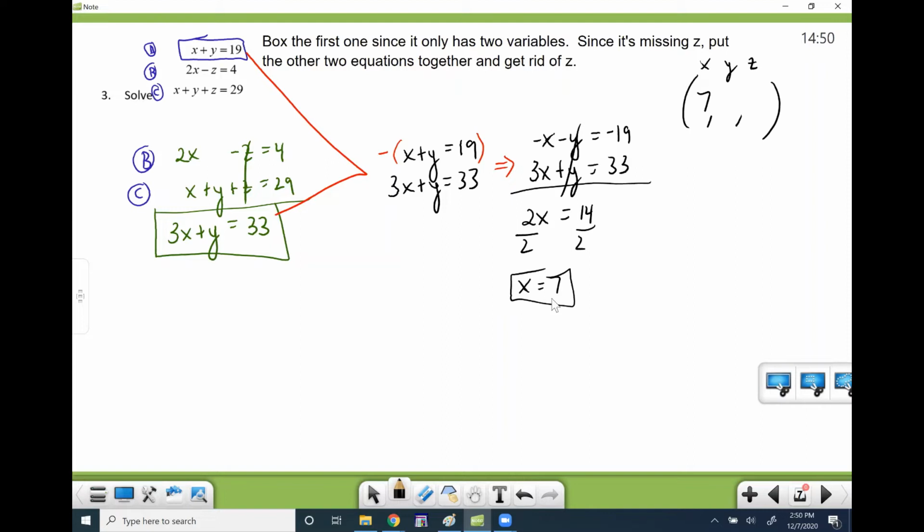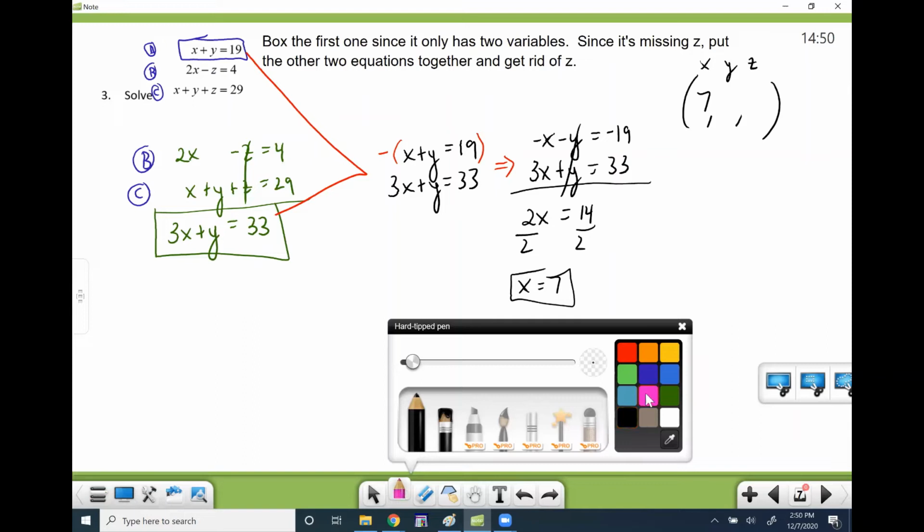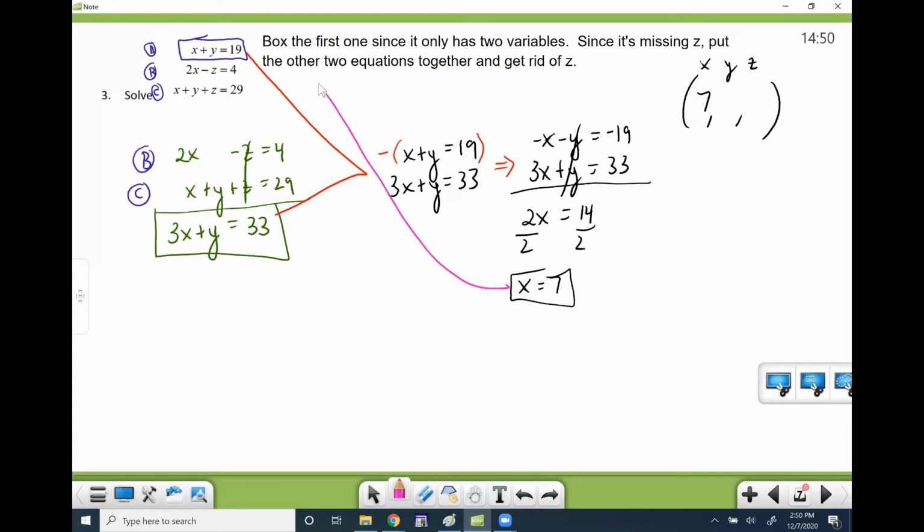Yep. So you can go with B or C, either one, or any of your boxed equations. It doesn't really matter. And in this case, we actually could go back to the beginning, but only because the beginning had equations that only had 2 variables. So here's what I'm thinking. If we take this x back to here, what will we be finding?